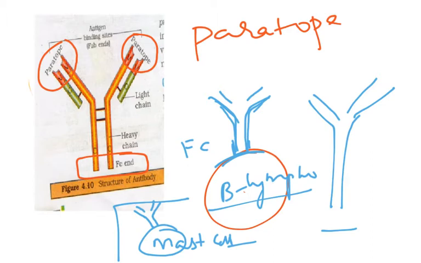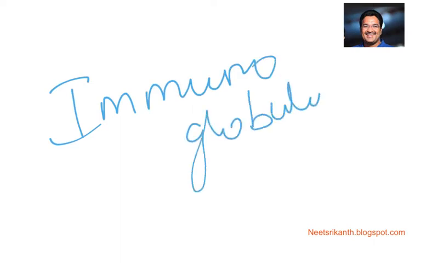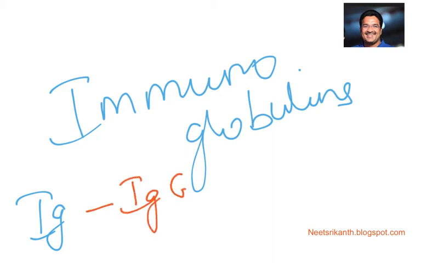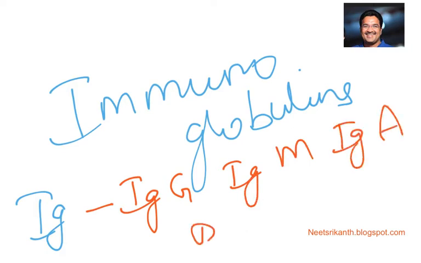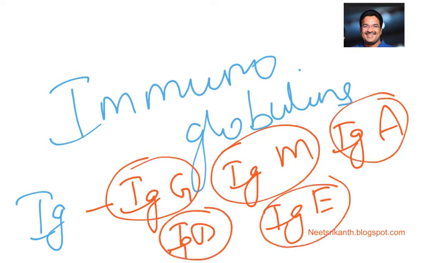In general, antibodies are considered immunoglobulins, briefly Ig. These immunoglobulins are of 5 types: IgG, IgM, IgA, IgD and IgE. All these 5 types of antibodies will be discussed in the coming classes.